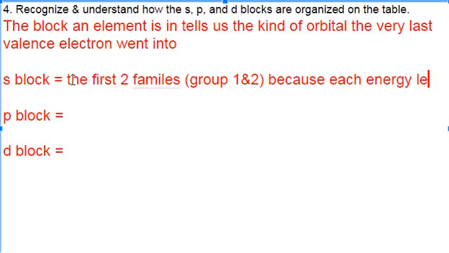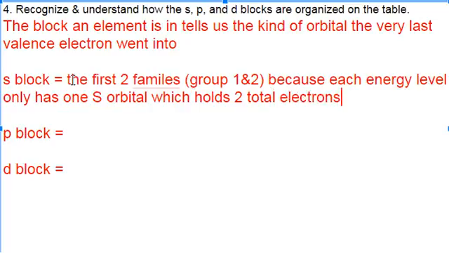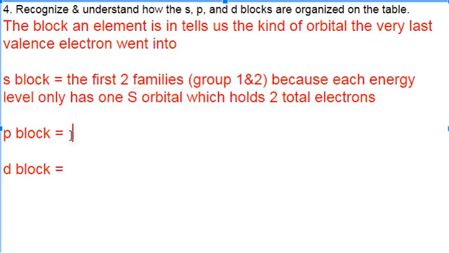Because each energy level only has one s orbital, which holds two total electrons. The p block is going to be how many families? It's going to be 6 because it's the last 6 families. So this is groups 13 to 18.